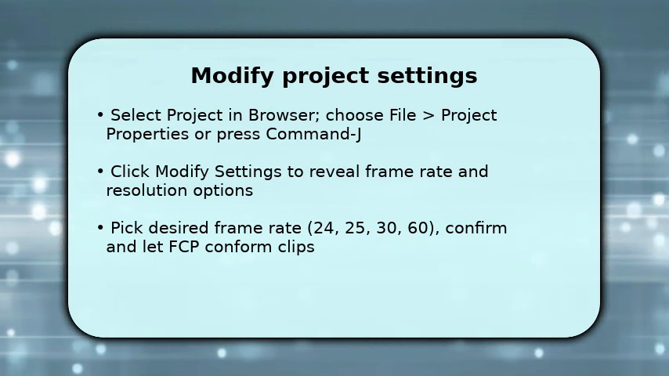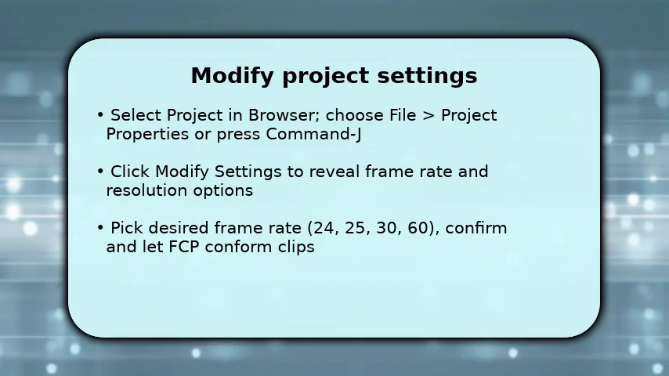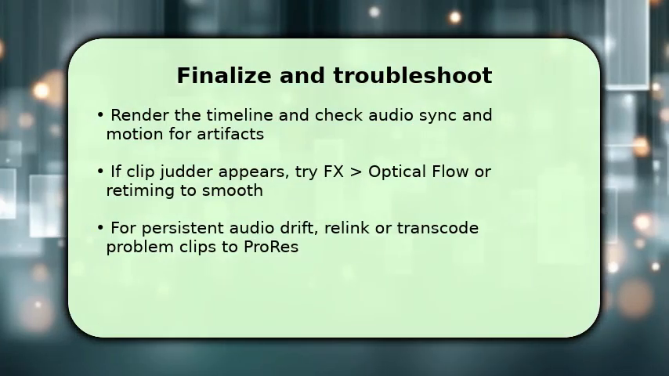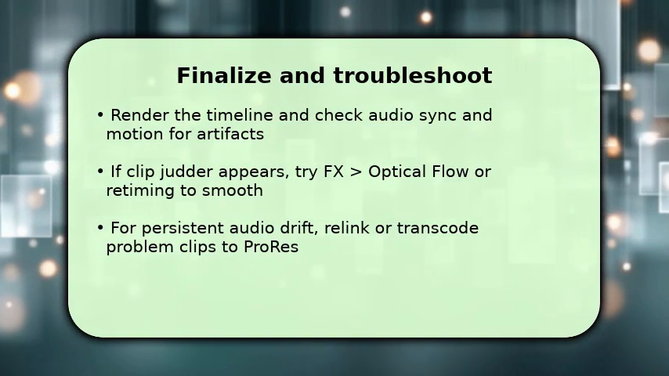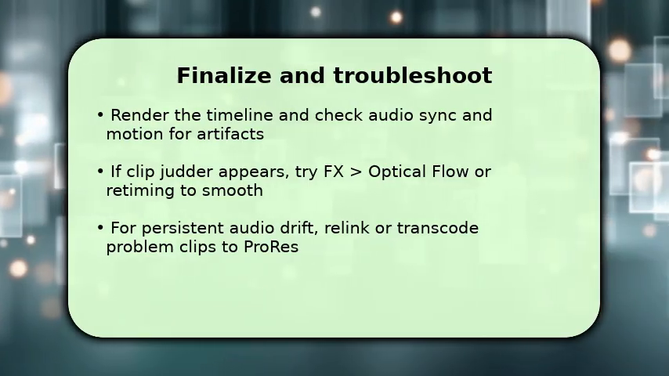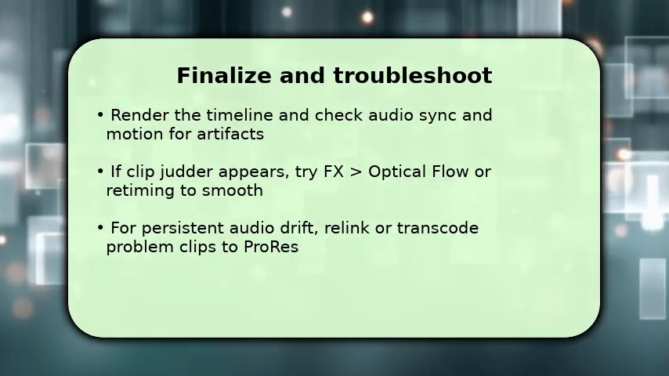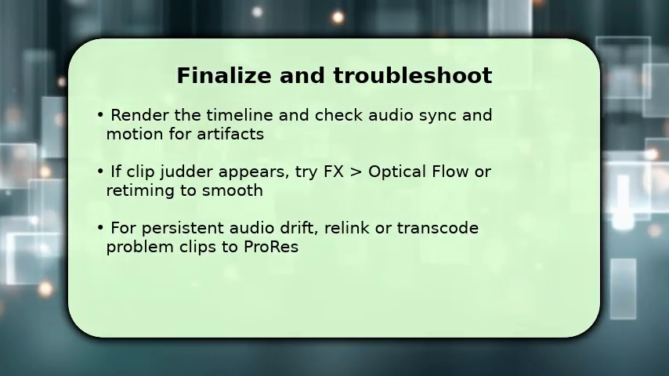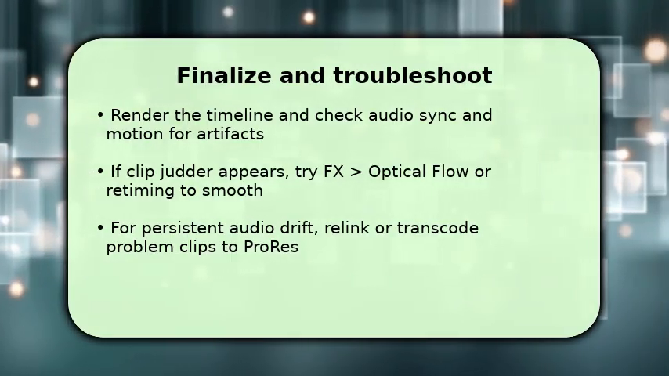You finish by rendering the timeline and playing the sequence full screen to inspect motion and audio. If you see judder or stutter, try using optical flow in the retiming menu or slow/retime clips to blend frames. This fixes most frame rate conversions.